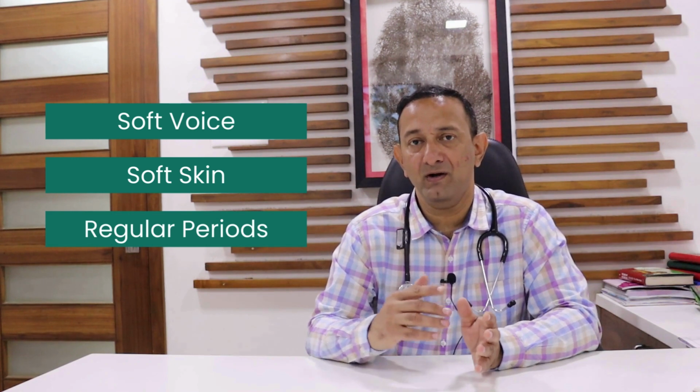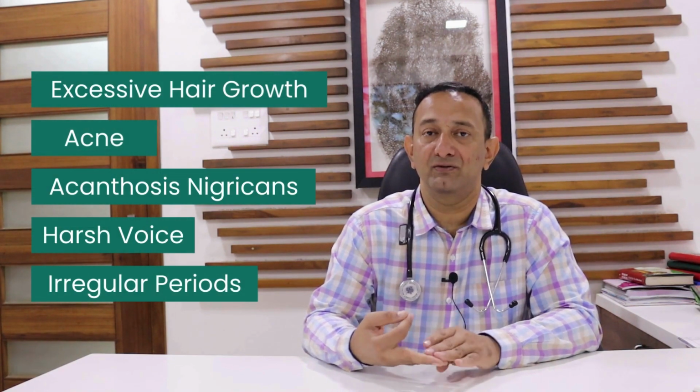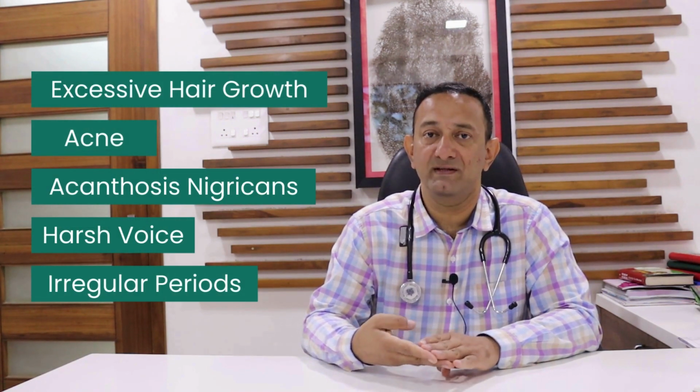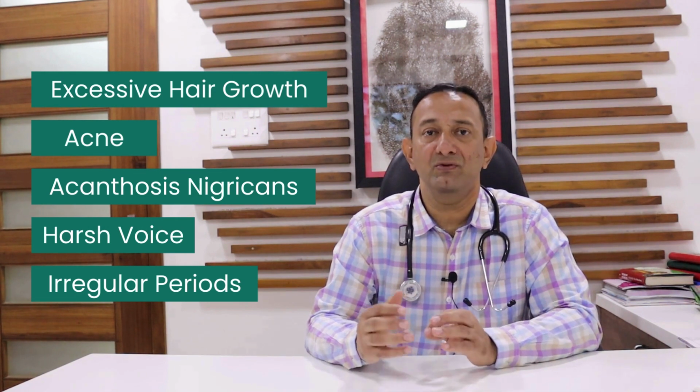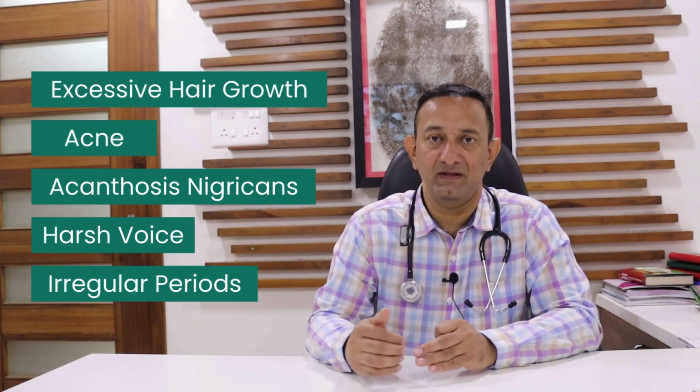But when the endocrine environment changes from estrogen predominant to androgen predominant state, ovarian stroma secretes large quantity of androgens, and this androgen is responsible for excessive hair growth, acne, acanthosis nigricans, harsh voice and irregular periods. So, if the female is having either two of the above three symptoms or features, the female is labeled to have polycystic ovarian disease.